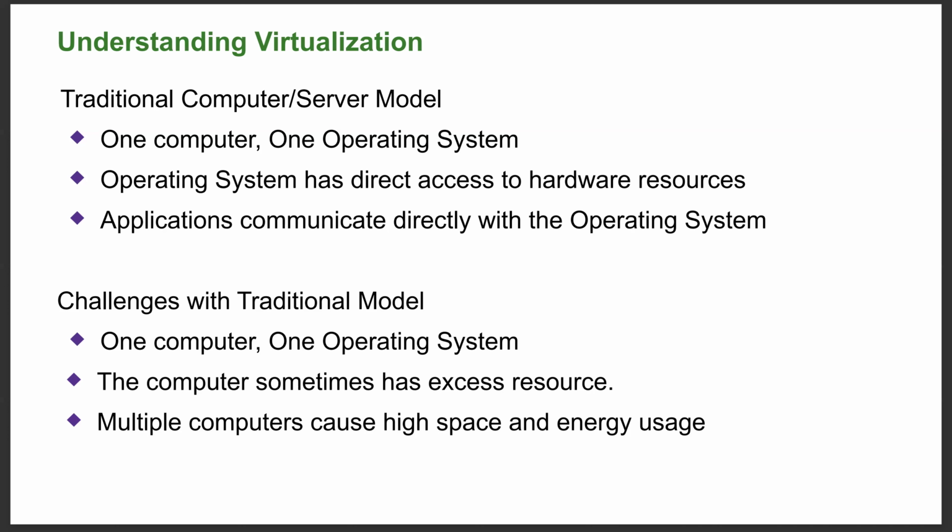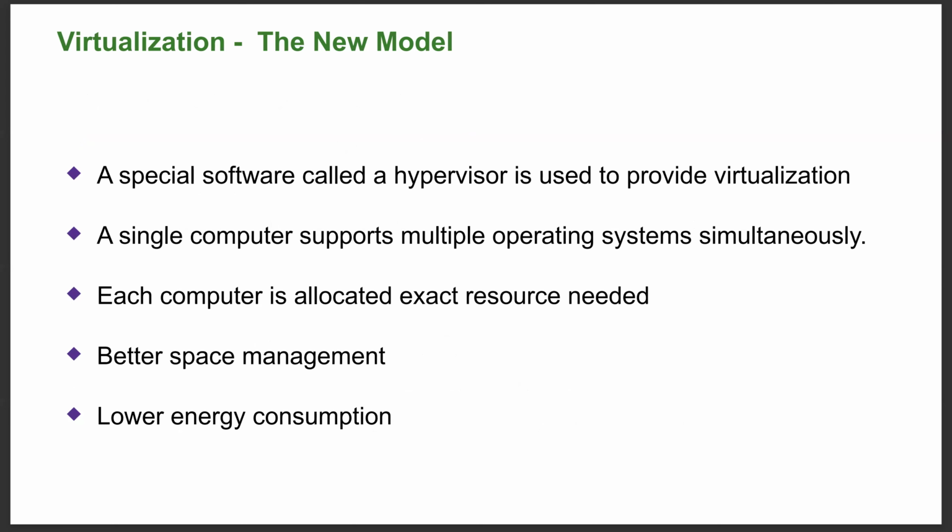One thing that was done in order to get around the concept of one computer, one operating system is that organizations deployed a larger number of computers and servers within their environment. However, this poses a problem of increased space usage and also increased energy usage. This is also a challenge that VMware is able to solve. So the new model where VMware virtualization is being used: the virtualization is achieved through a special software that is called a hypervisor.